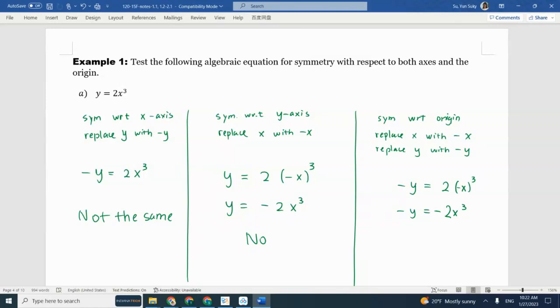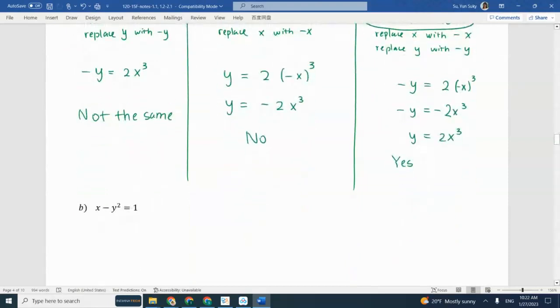Oh, do you see we have minus on both sides? We can multiply by minus 1. We get, are they the same? Yes. So it is symmetric with respect to the origin. This equation is symmetric with respect to the origin. Okay, everybody? All right. Okay, so let's continue.